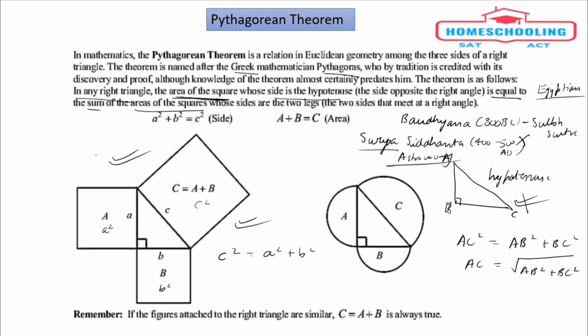So if anyone asks you what Pythagoras theorem is, you don't have to say that it is the square of the sides. No, it is the area of the square whose side is the hypotenuse is equal to the sum of the areas of the squares whose sides are the two legs. So this square's area would be equal to the sum of these two squares. So this is the correct representation of Pythagoras theorem.